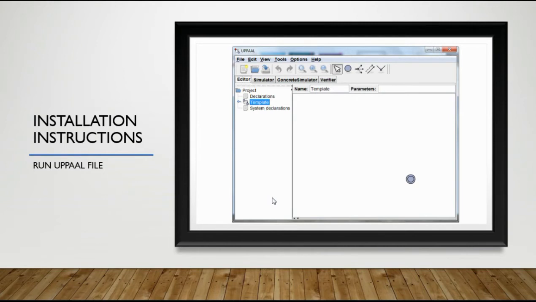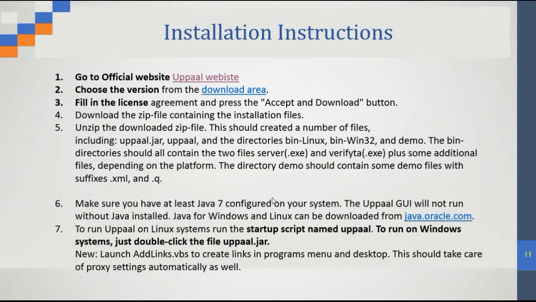So here is the interface of Uppaal that you will use for modeling your system. Here are the full instructions for installing Uppaal. One thing here, you should install Java on your PC. Java should be installed on your PC to run Uppaal, because Uppaal is a jar file, so you need to install Java also.